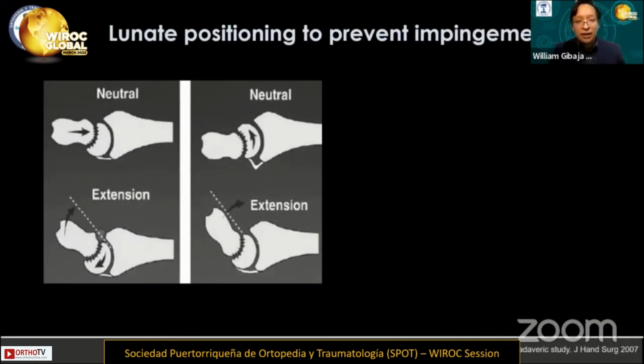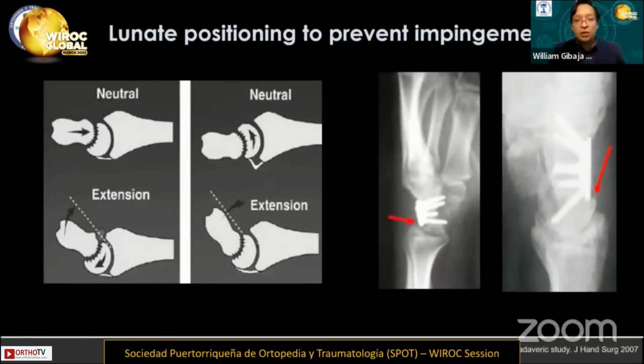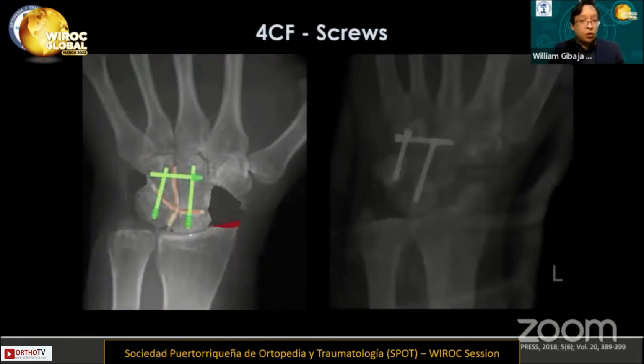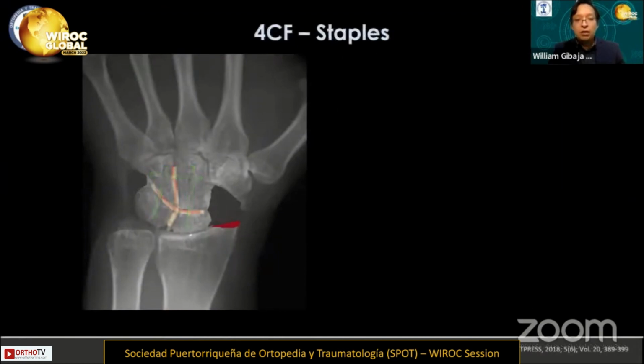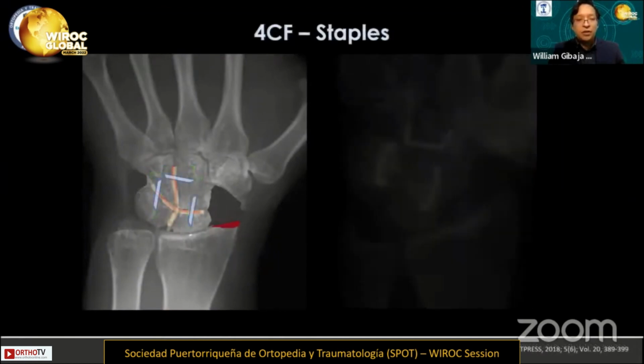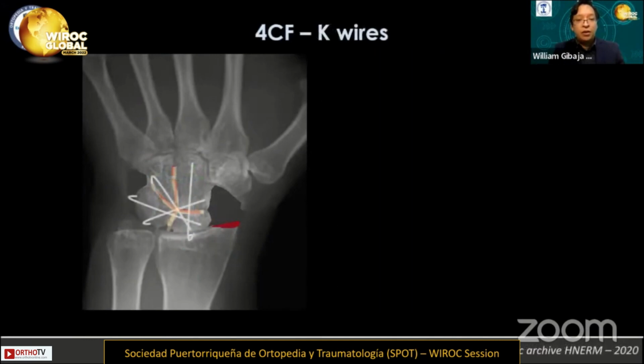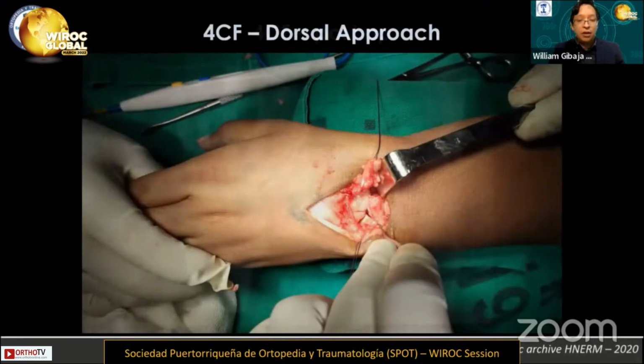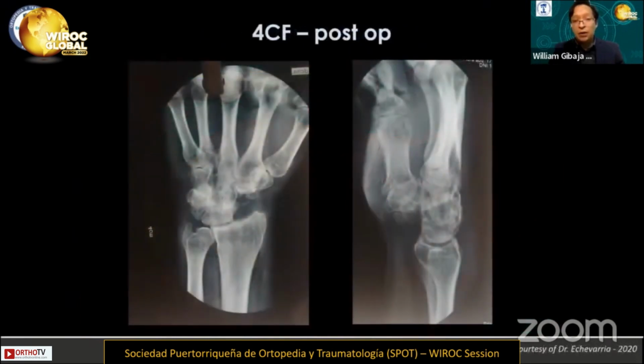So there are some tips to prevent a posterior impingement, like doing a bit of a flexion of the scaphoid, of the lunate. Other options are screws, which are sometimes the main surgeon's preference. You can use staples, or we can use K-wires if sometimes that's what we have available in the hospital. It can be done by a dorsal approach, that can be ligament sparing or nerve sparing.